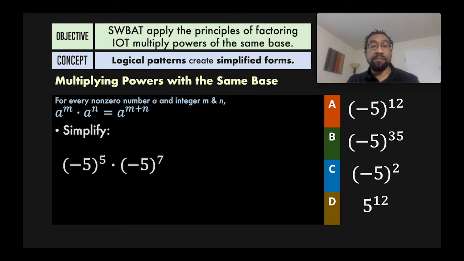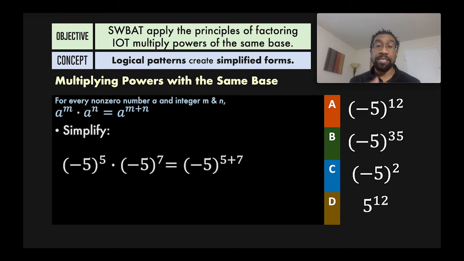Next example. This time we have a problem with a negative base, and we're going to simplify. If I have negative 5 to the 5th power times another negative 5 to the 7th power, what would the answer be? Would it be A, negative 5 quantity to the 12th power, B, negative 5 quantity to the 35th power, C, negative 5 quantity to the 2nd power, or D, 5 to the 12th power? In order to complete this problem, you would need to combine the exponents through addition.